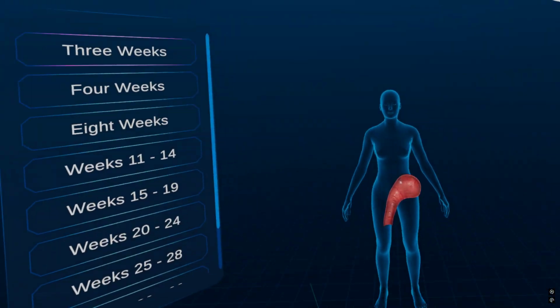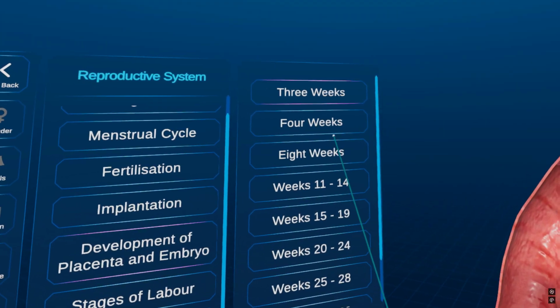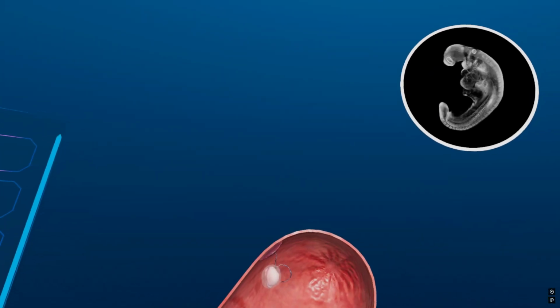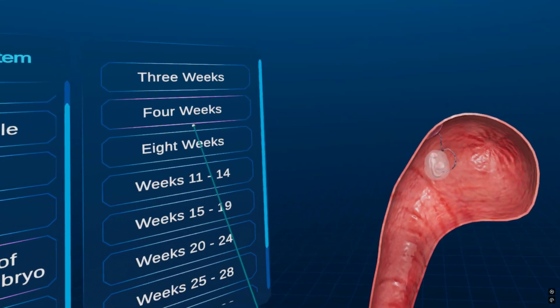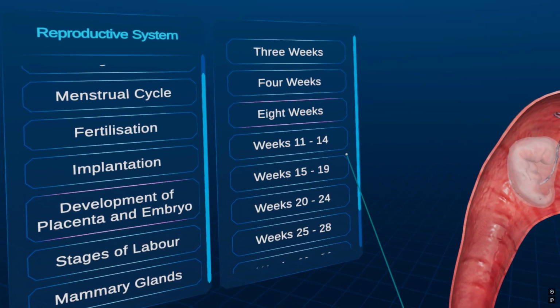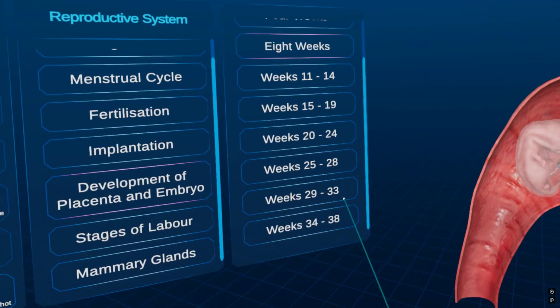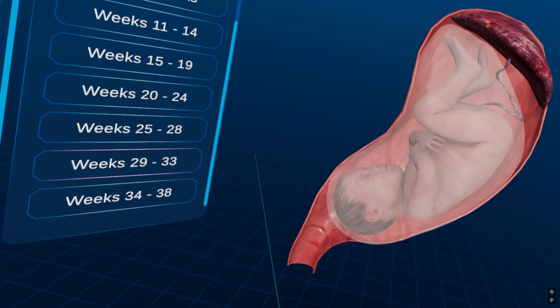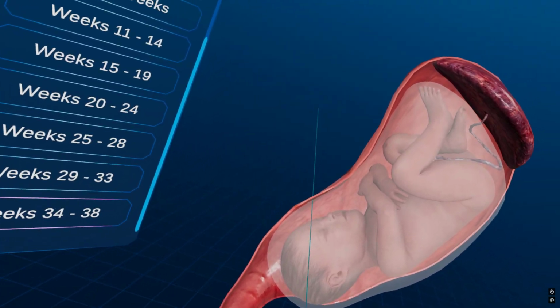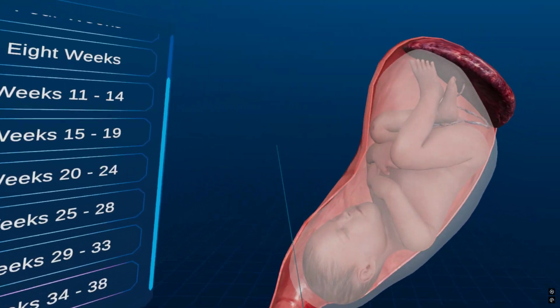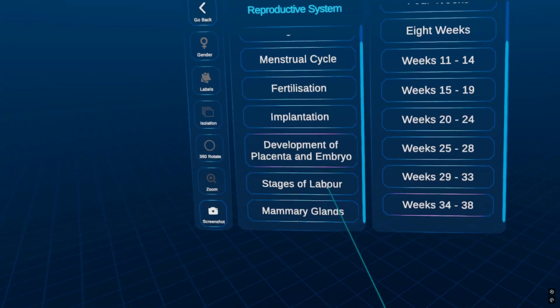At 3 weeks, the human embryo is in the early stages of development. The tiny cluster of cells has begun to form the neural tube, which at 4 weeks. At 8 weeks, the human embryo has developed distinct features. Between weeks 29 to 33, the human fetus grows. During weeks 34 to 38, the human fetus, nearing full term, measures around 17 inches.